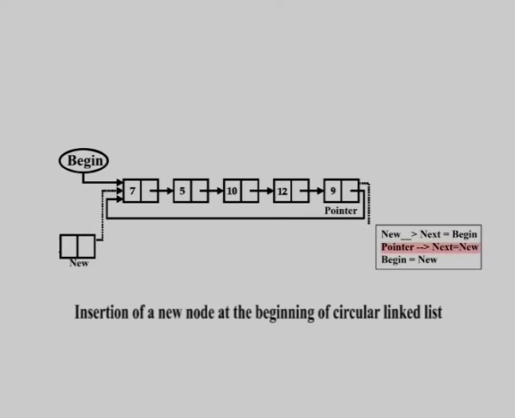Second, the next part of last node of the linked list will hold the address of node new, which is to be inserted. Here pointer is the address of last node. So, pointer's next is equal to new. Third, the pointer variable begin will hold the address of node new, that is begin is equal to new.